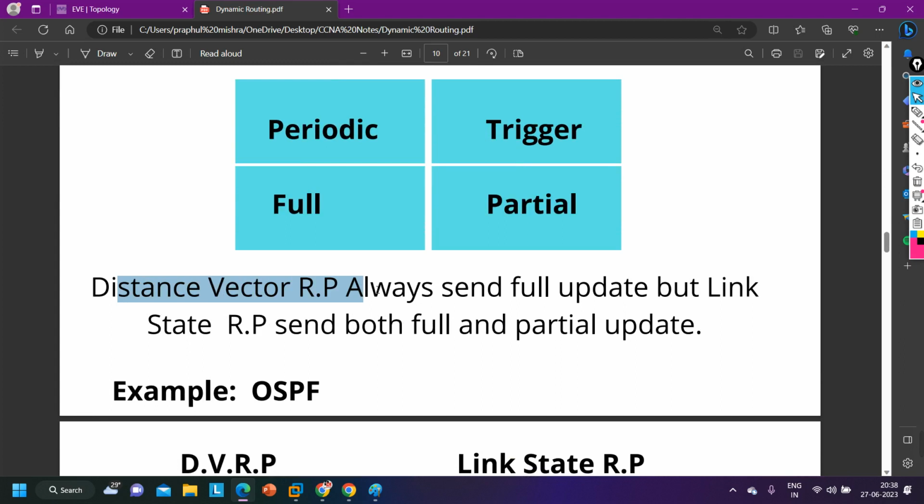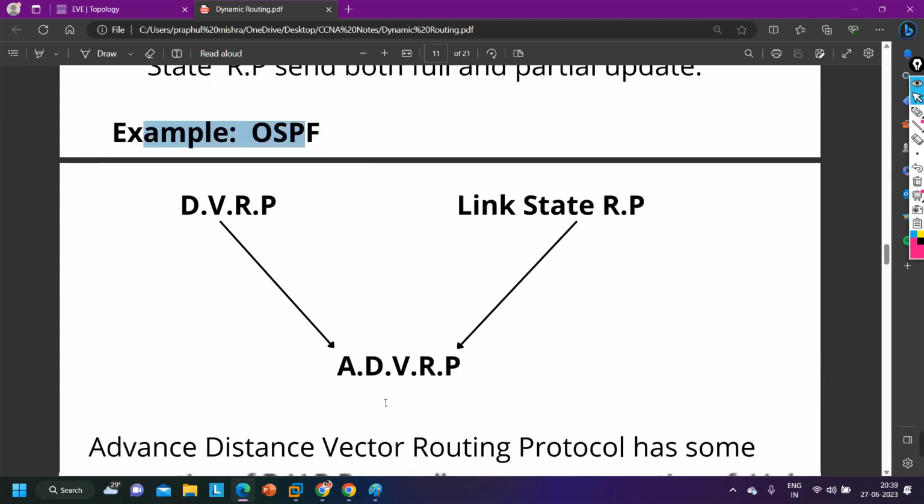Yes, sir. Now distance vector routing protocol always sends full updates, but link state routing protocol sends both full as well as partial updates. An example of a link state routing protocol is OSPF.